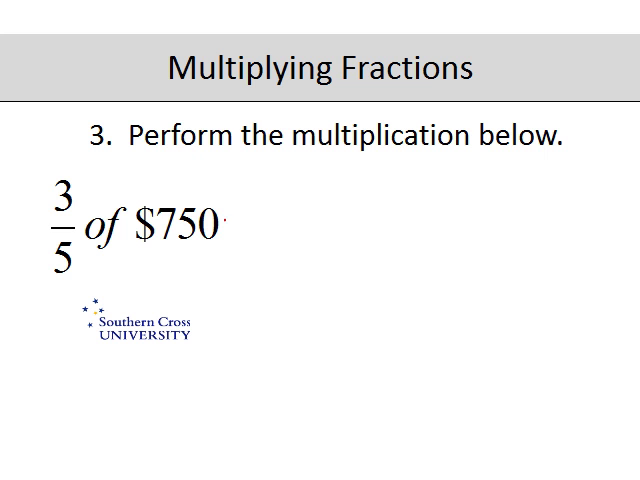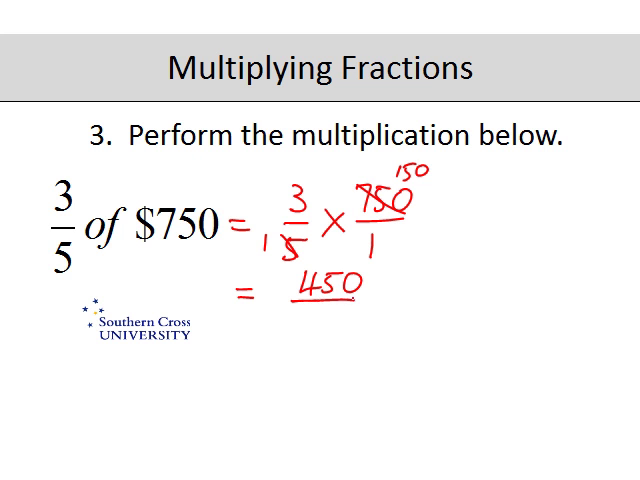3/5 of $750. Well, of means multiply, and we need to put our 750 as a fraction over 1. We can do like we did before. We can look for some simplifying that can take place before we multiply. 5 goes into 5 once and 5 goes into 750 150 times. So we get 3 times 150, which is 450, over 1 times 1, which is 1. So our answer is $450.